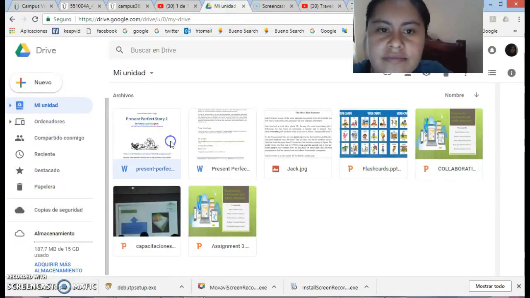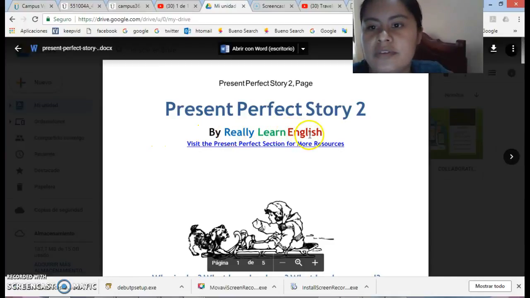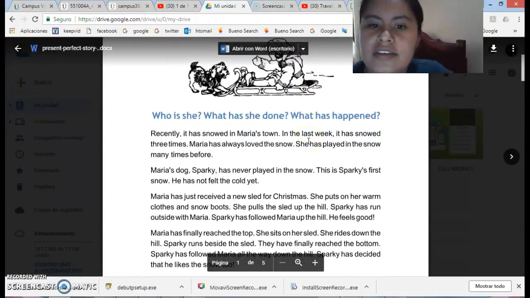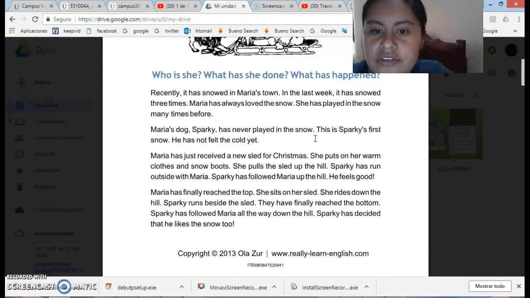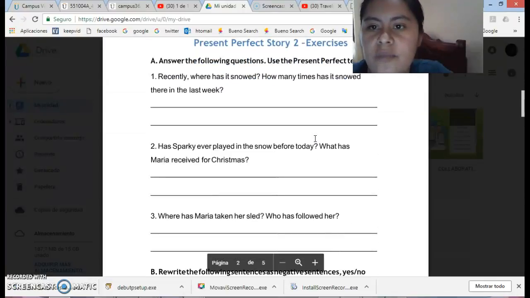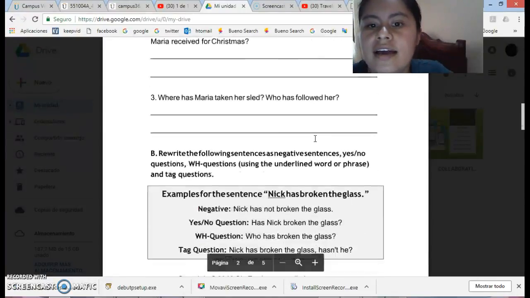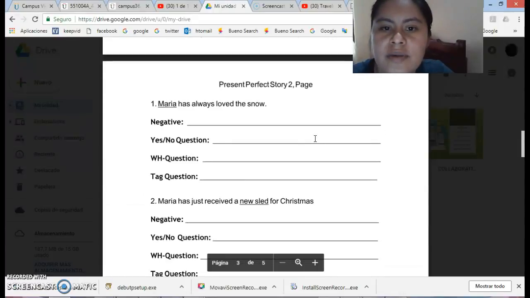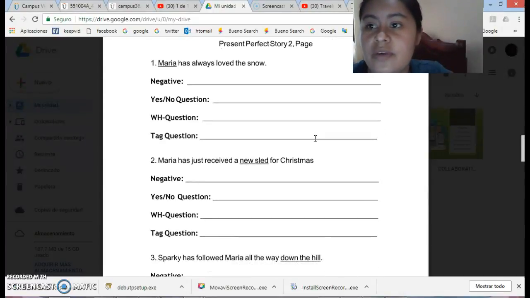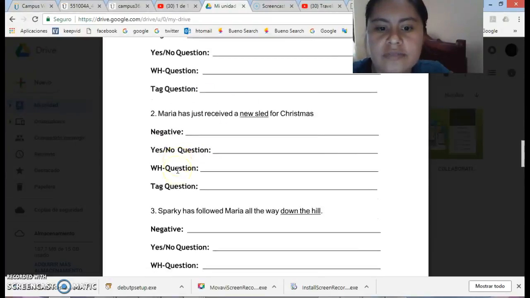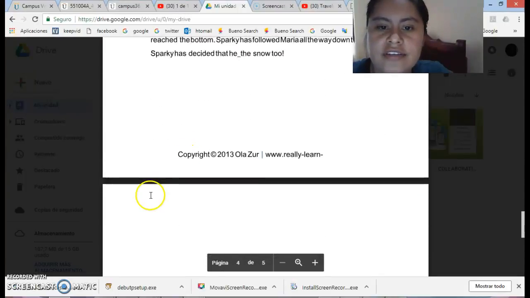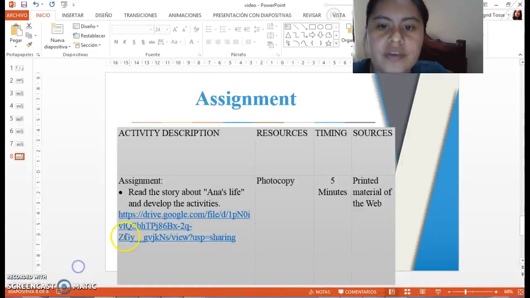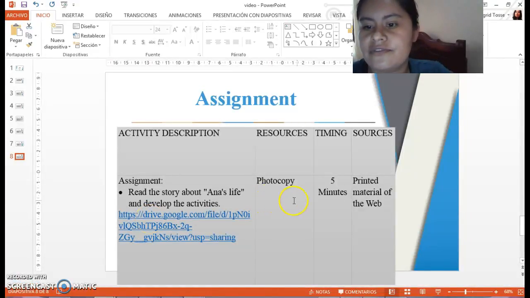I'm going to present it. It's a story about the present perfect. As you can see, it's a small story. And the most important is the comprehension, because the first part is about comprehension of the reading, and then in the next part they develop the present perfect with the negative, yes/no question, WH question, and that question. It's small, very easy. This is a homework. For this reason, the time is 5 minutes.